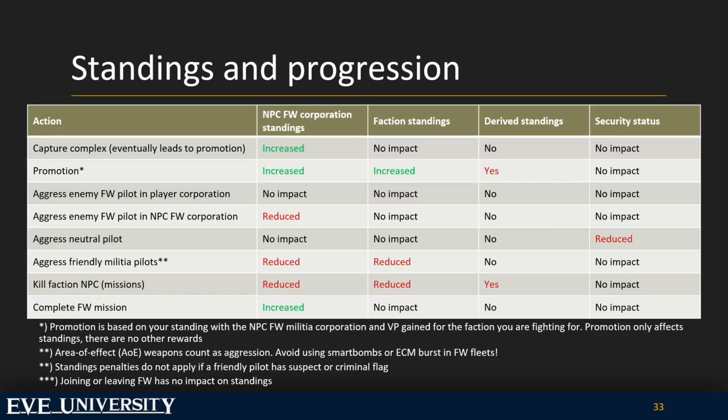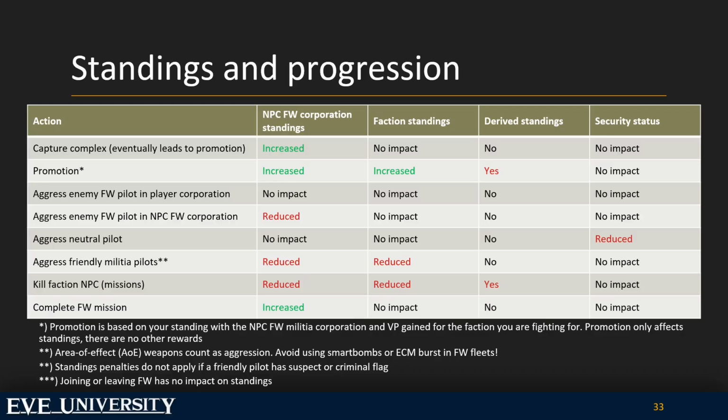And next is the derived stand-ins. So in EVE, most factions are related in one way or the other. For example, Gallente and Minmatar like each other. Gallente and Caldari do not like each other. Caldari and Amarr like each other. And Amarr and Gallente do not like each other. And so on.